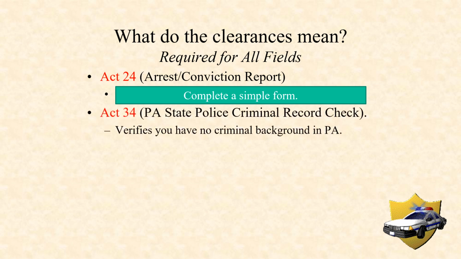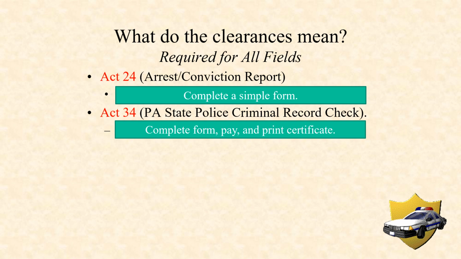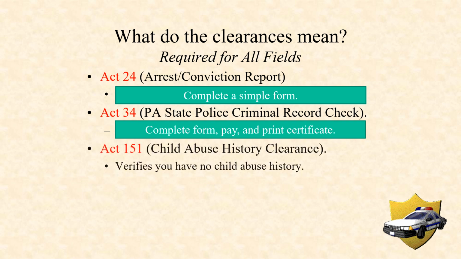Let's look at Act 34. That's the Pennsylvania State Police Criminal Record Check. Its purpose is to verify that you have no criminal background in the state of Pennsylvania. To apply for this one, you complete an online form, you pay a small fee, and right then and there, for most people, it will allow you to print a certificate of clearance immediately. In some cases, it may hold you for a day or two if there's more to be considered.